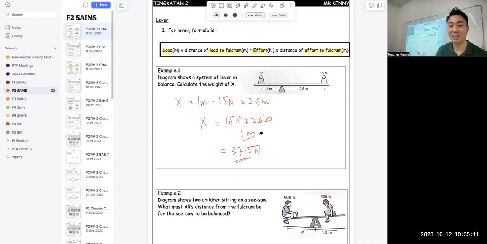Cartoon lah, you lah. Yeah, because too smart already. Too smart already.